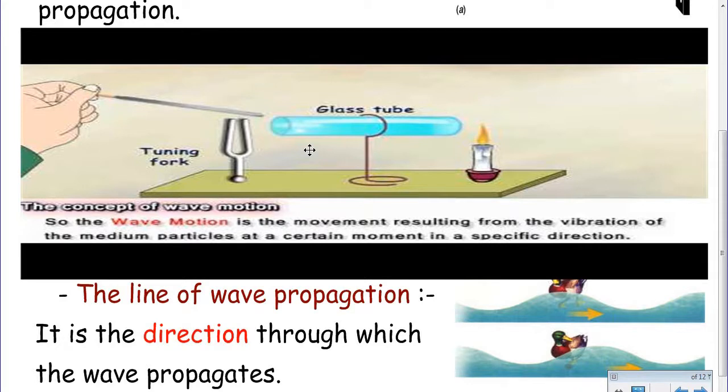So you can conclude that the molecules of air don't move from their position, but they vibrate to transfer the energy from the vibrating position to another position in the same direction. So the concept of wave motion is a movement resulting from the vibration of the medium particles at a certain moment in a specific direction. Okay, and the direction of wave propagation is called the line of wave propagation.